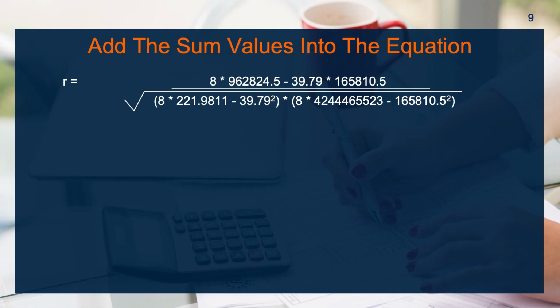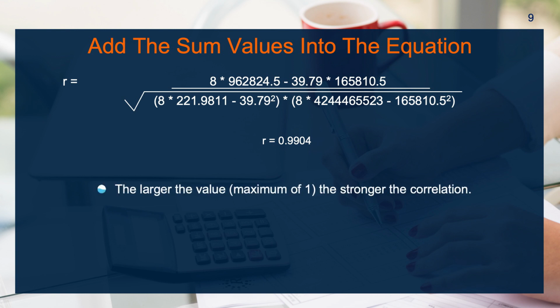If we then take the sum values that we've calculated and put them into the equation, this is what we get. If we then calculate that through, we get our R value, which in this case is 0.9904. Now the larger the value, with a maximum value of 1 for R, the stronger the correlation.